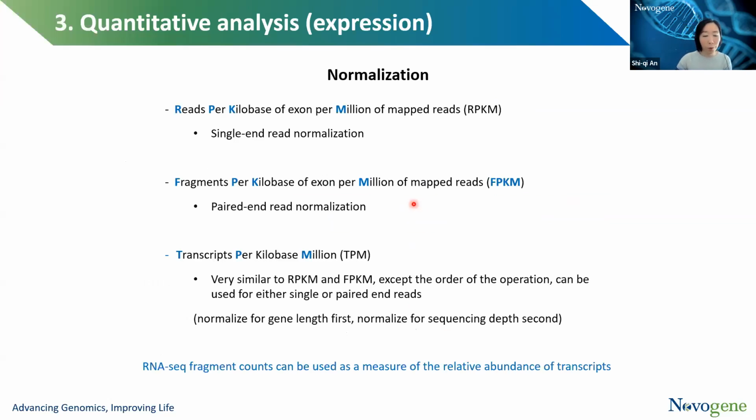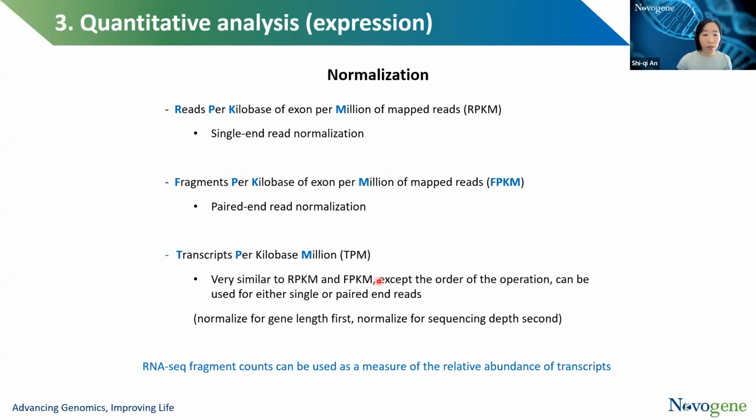Okay, so there are a couple of different ways to normalize RNA-seq data. The most well-known ones would be RPKM and FPKM. RPKM stands for reads per kilobase of exon per million mapped reads. This is really useful for single-end normalization. For FPKM, the difference is fragments, because this is the one used for paired-end read normalization, but they are really, really similar. It's just that FPKM tracks fragments. So one fragment with 2 reads will only be counted as 1. That's the major difference between the two.